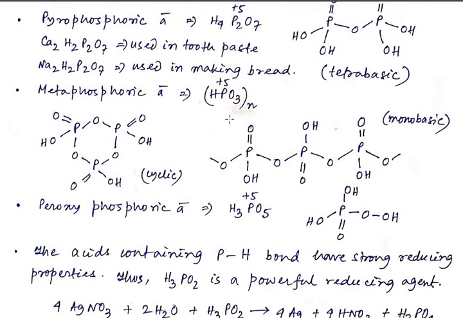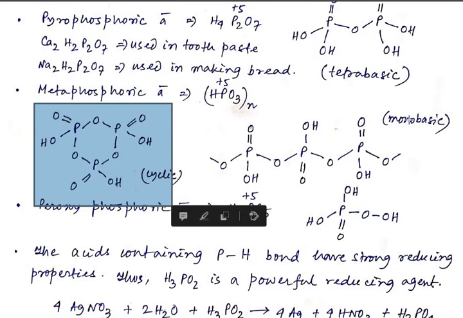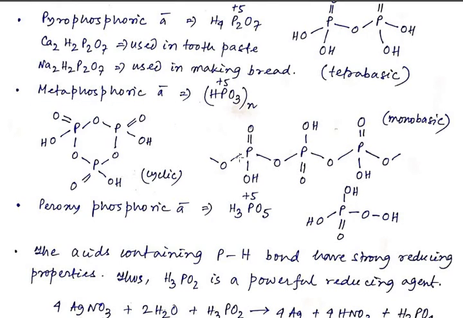Next one is metaphosphoric acid. Metaphosphoric acid is usually (HPO3)n, where n can be 1, 2, or 3, and the oxidation number of phosphorus is +5. So that is our metaphosphoric acid. If I talk about (HPO3)3, that is actually the cyclic structure of metaphosphoric acid, and it can have linear structures also.